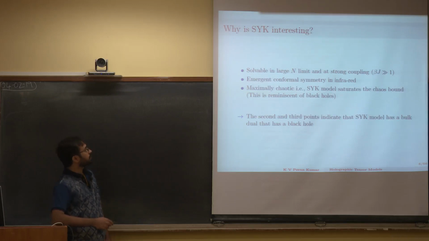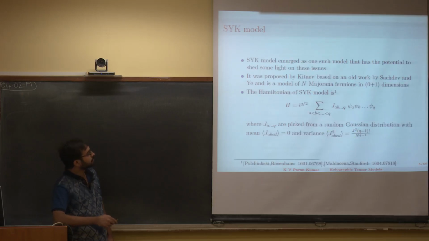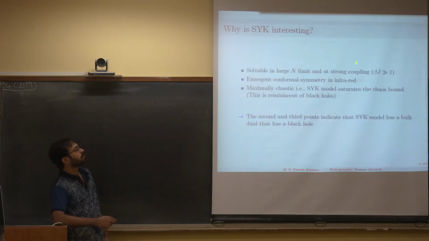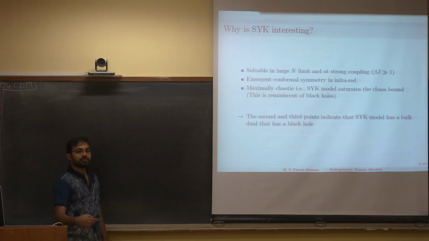So why is this model interesting? It is solvable in the large N limit and at strong coupling, that is, beta J much greater than 1, where beta is roughly the inverse temperature, corresponding to the energy, and J is this J here. So you can solve it in the strong coupling limit. Also there is an emergent conformal symmetry in the infrared. And this system is maximally chaotic, that is, it saturates the Maldacena-Shenker-Stanford bound. The second and third features imply that the SYK model has a bulk dual which contains a black hole in it. These are the reasons why it is interesting.